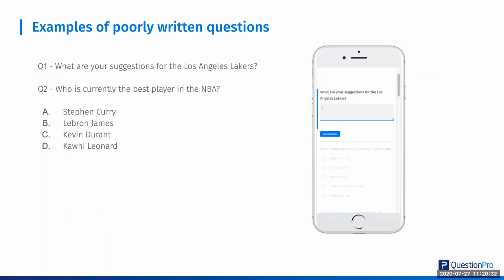The next question is, who is currently the best player in the NBA? Is it Stephen Curry, LeBron James, Kevin Durant, Kawhi Leonard? Obviously, these are all good players, but you're leaving out a lot of possible options that people might select. So a better way to structure this question would be either to include a none of the above, or to include an other option. Those would be two ways that you could combat other entries in this question.